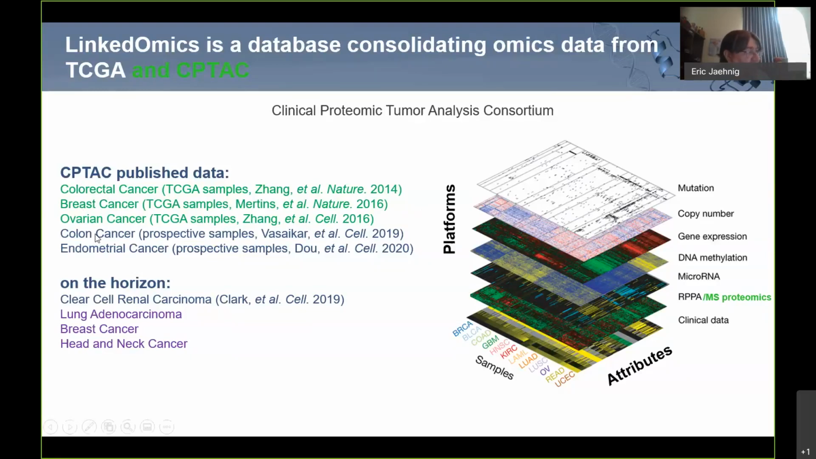Since then, however, CPTAC has generated, analyzed and published multi-omics data for 3 additional cancer cohorts: colon cancer, endometrial, and clear cell renal carcinoma. In addition, manuscripts have been submitted for 3 more cancer cohorts: lung adenocarcinoma, breast cancer, and head and neck cancer. So all of the data from these cancer cohorts will be available soon. And as soon as they're published, they will be available from LinkedOmics as well as the CPTAC data portal.